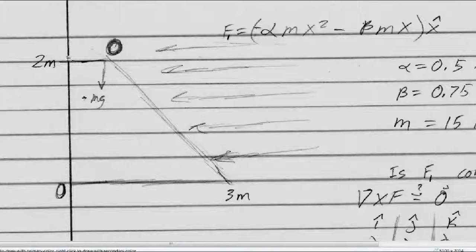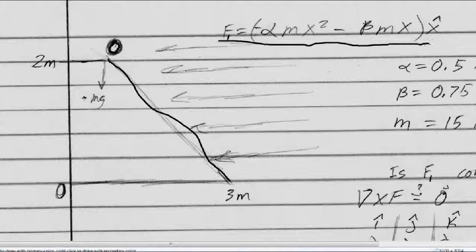Alright, so we have a tire here, and it's rolling down some sort of incline. Now, this is a typical problem of something rolling down a hill, except there's this extra force term here, which I've added on. It's not representing anything in particular. It's just some force that's acting on the tire in this whole area.